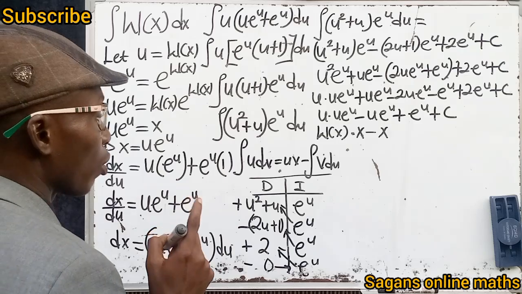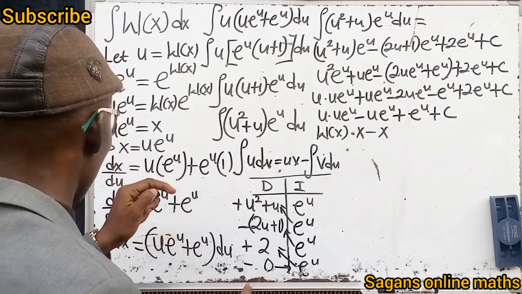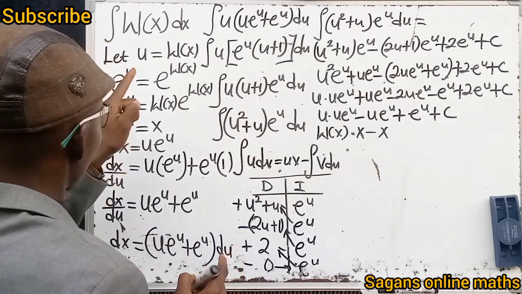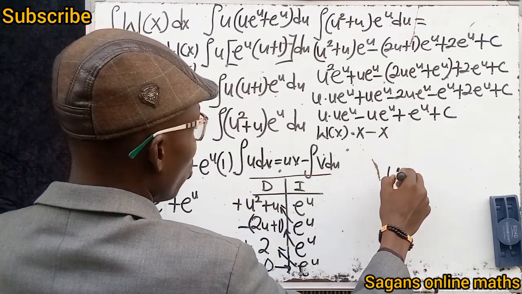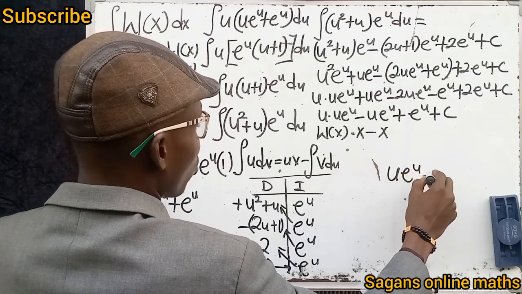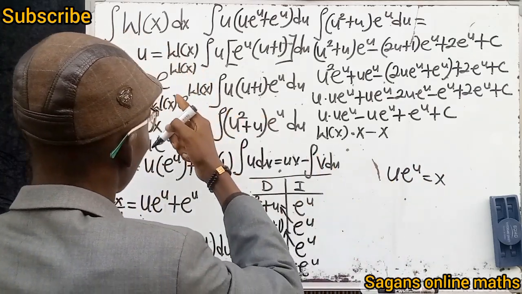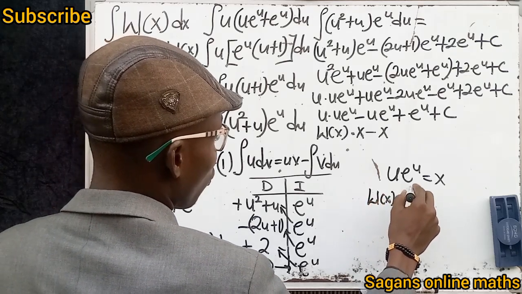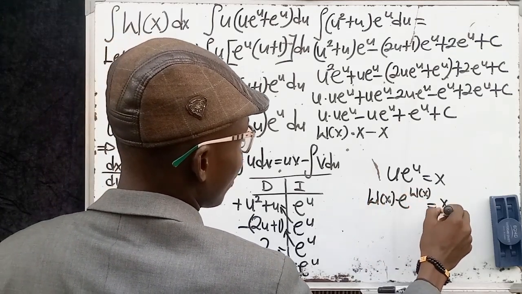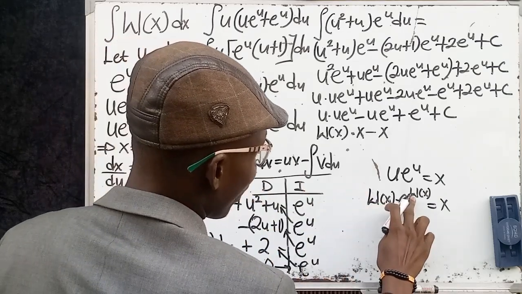Now there's an amazing thing I'm going to do here. Look, there's no e raised to the power of U, but look at what I'm going to do. Look at U multiplied by e raised to the power of U equals x. I will know that U is the W function of x. That means the W function of x, e raised to the W function of x is equal to x.